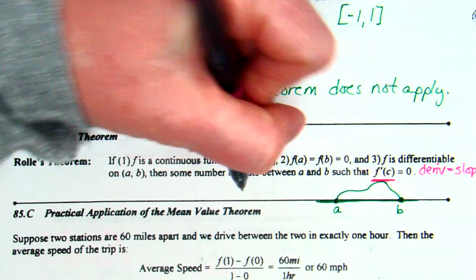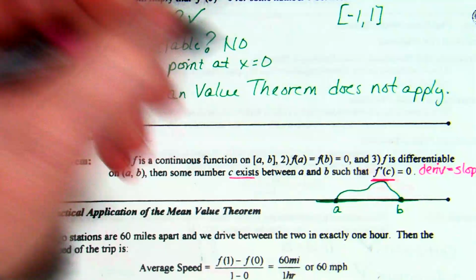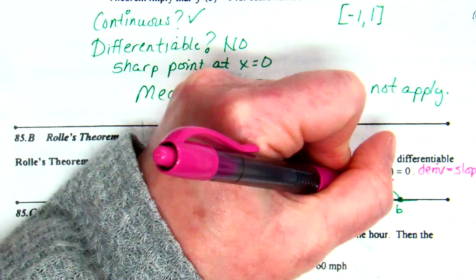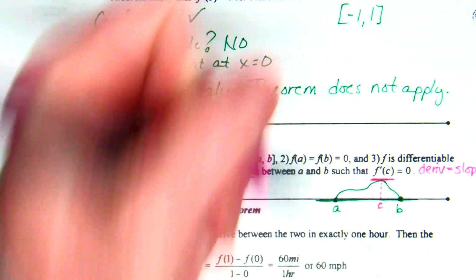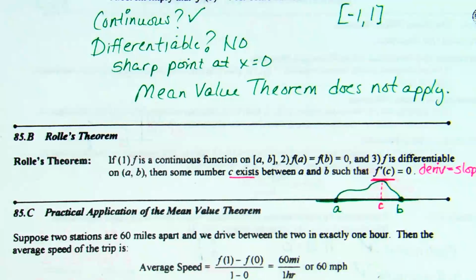Right there, where is point C? Point C is where my max is happening. Or if this graph was upside down, point C would be where my minimum is happening. Okay?